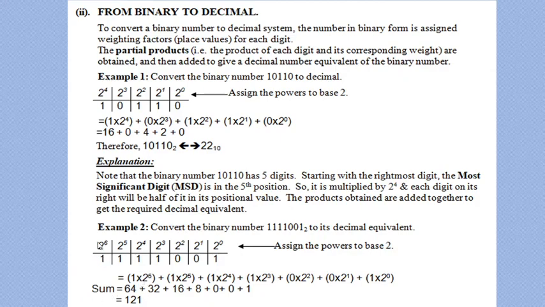Now, therefore, you multiply this times this plus this times this, and so on, for each digit. Then you get the answer. But once you get the answer, remember to put the subscript 10 to show that it is a decimal number.